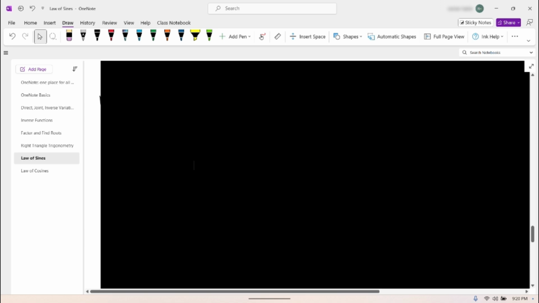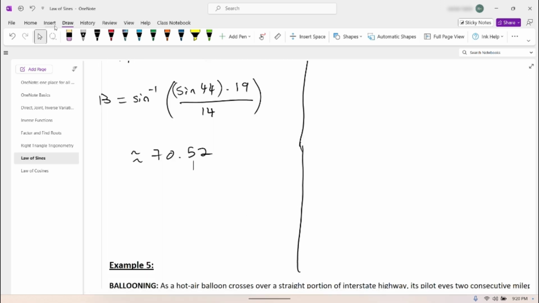Need more space. I don't know what happened. So insert more space.